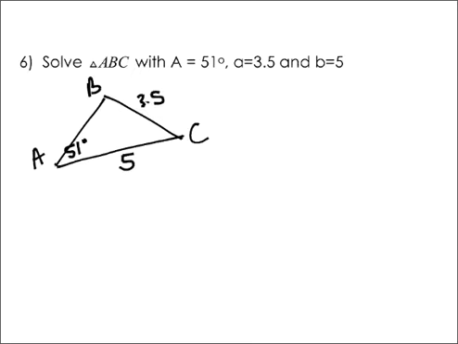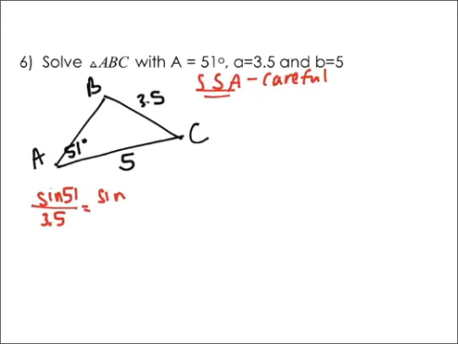All right. So if you look at what's given, you're given an angle and two sides. The angle's not between the two sides, so this is an SSA. Again, whenever you have that, be careful. All right. So given, we have angle A, so I'm going to do the sine of angle A, which is 51, over side A, which is 3.5, equals sine of angle B over side B, because I was given side B. Cross multiply, and we get 3.5 sine B equals 5 times the sine of 51.